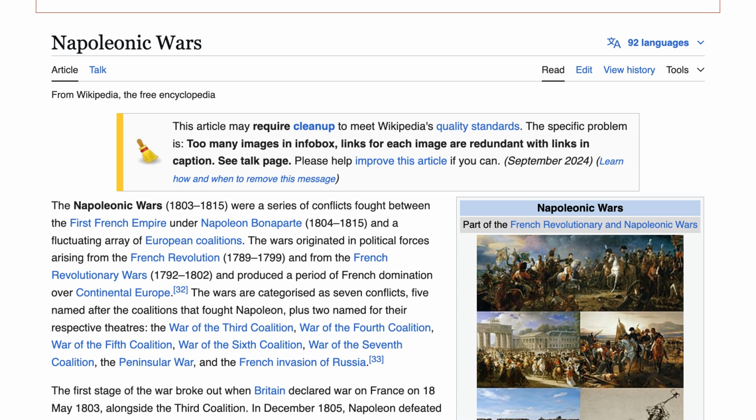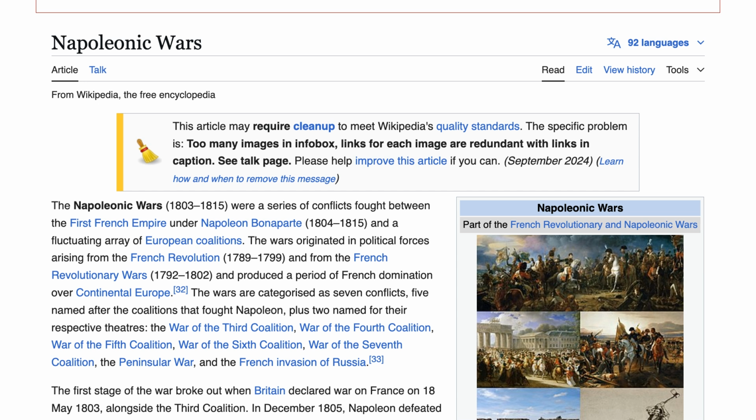The wars are categorized as 7 conflicts, 5 named after the coalitions that fought Napoleon, plus 2 named for their respective theaters: the War of the Third Coalition, War of the Fourth Coalition, War of the Fifth Coalition, War of the Sixth Coalition, War of the Seventh Coalition, the Peninsular War, and the French invasion of Russia.